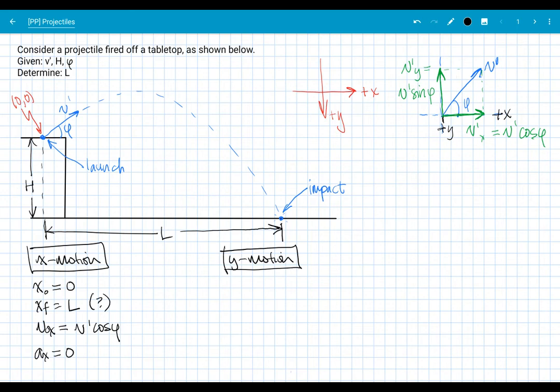Okay, y motion. y naught is equal to 0. Again, that's where I've placed my origin. The final position for y is this impact point, and that is going to be h below the origin. And notice that I have positive y downward, and my displacement is downward, so that's going to be a positive h. My initial velocity in the y is directed upward, so that's the negative direction for y. So that's going to be negative v prime sine phi. And my acceleration in the y is directed downward. It's equal to g positive because downward is positive.